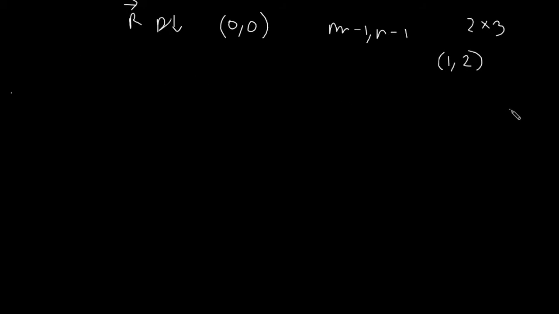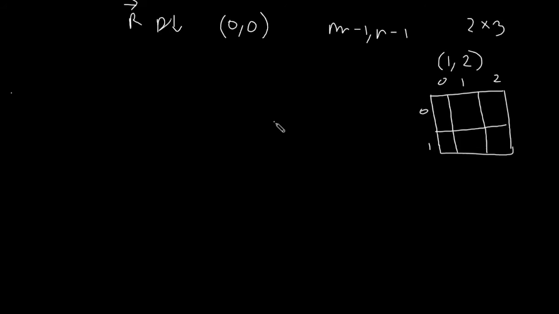So to understand it in a better way, let's consider a grid of 2 cross 3. There's a grid which has 2 rows and 3 columns. Let's consider this to be 0, this is 1, this is 2, while this is 0 and this is 1. Currently our robot is starting from 0, 0. This is the starting position of the robot and this is the finish position of the robot.